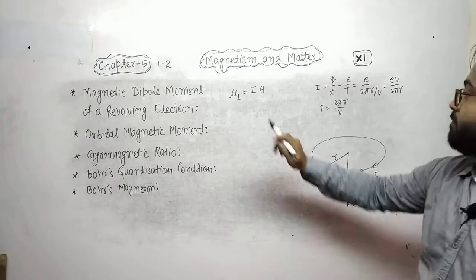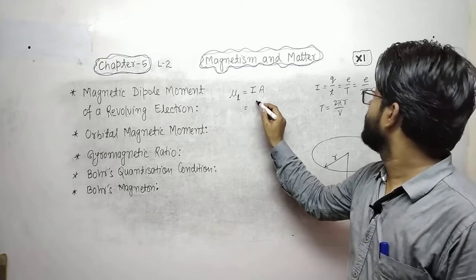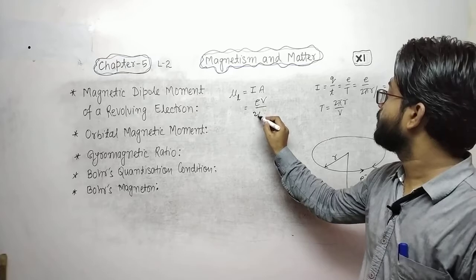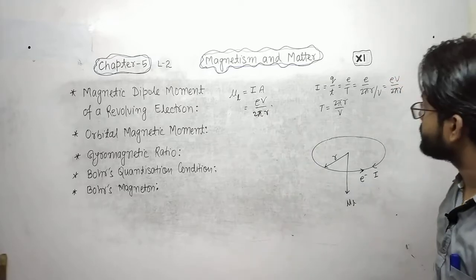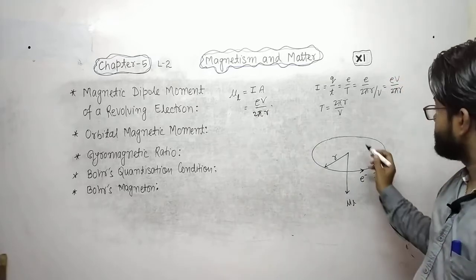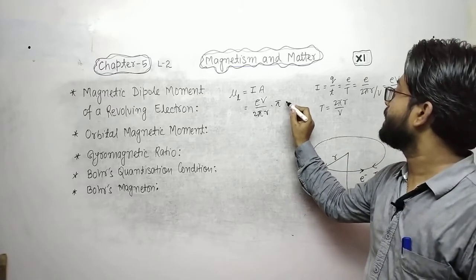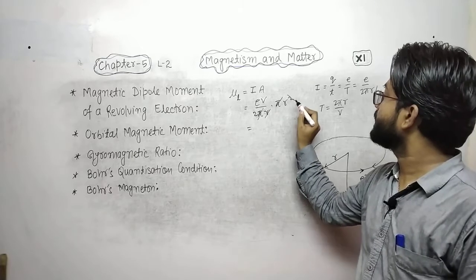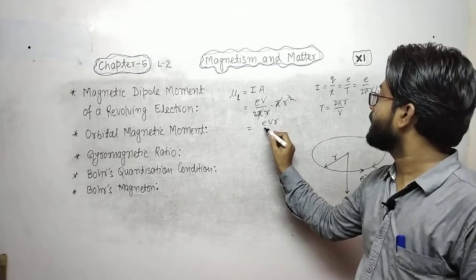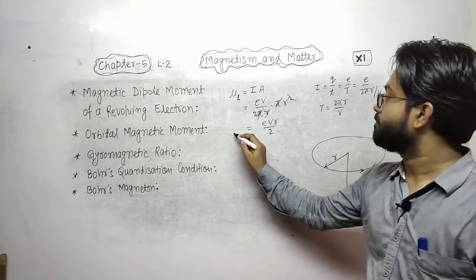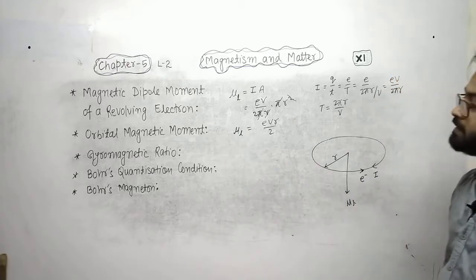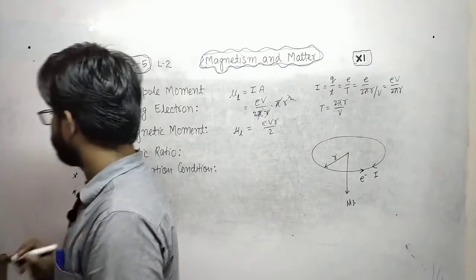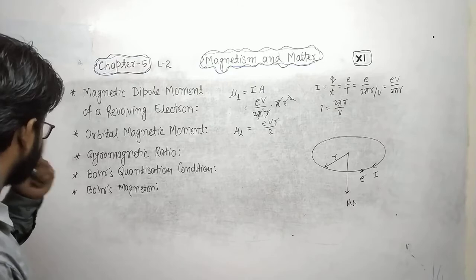You can put here in place of I, e v upon 2 pi r, where v is the velocity, and in place of area you can write pi r square. Pi cancels, one r cancels, so e v r upon 2 is the magnetic moment. Magnetic moment is downward.